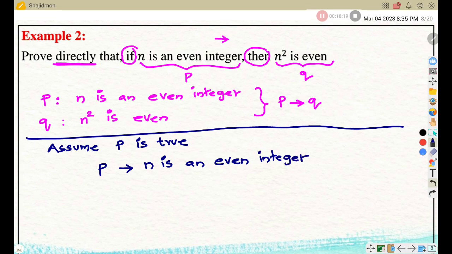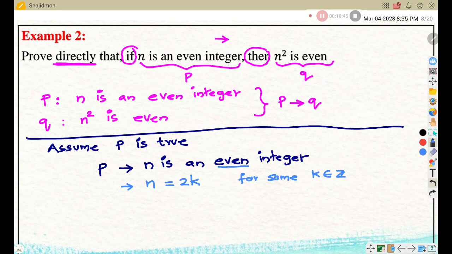Now n is an even integer means, how to write n actually? Just now we wrote even. Even means how to write? n equal to 2k, for some k belongs to Z. Z means integer number, k is an integer number, 1, 2, 3, 4, 5, 6, like that. Okay, so n equal to 2k we can write if n is an even number.